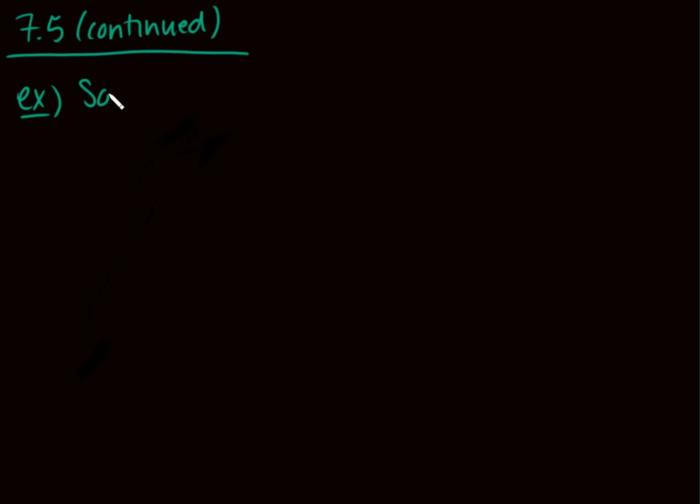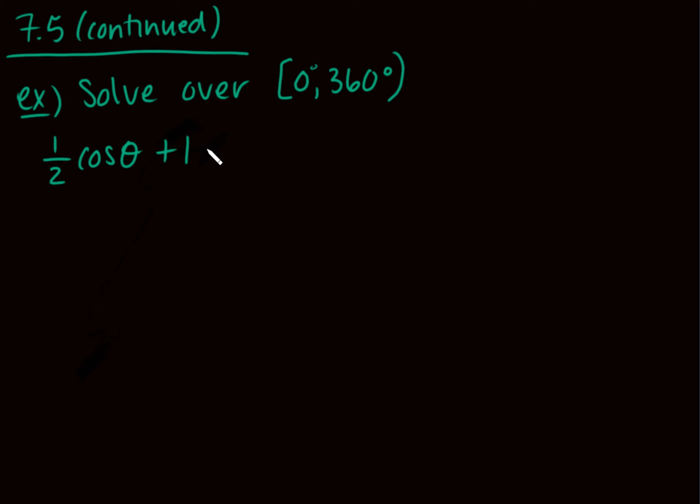So let's solve, let's do the given interval 0 to 360. Okay, and I wanted to do one like this because this one can be a little bit weird. So I have 1/2 cosine of theta plus 1 equals 1.2108. That's going to be the first one that we'll look at finding the solution of. So I want all solutions from 0 to 360 like we talked before.